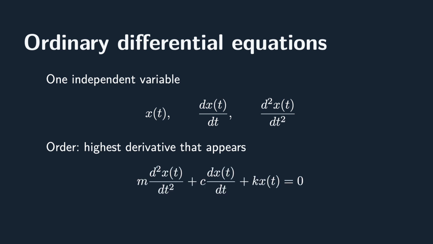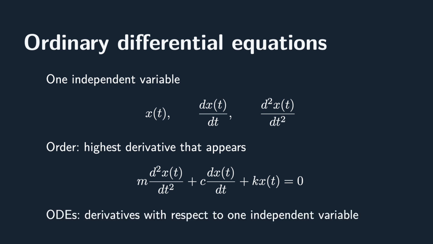The mass spring damper equation we saw earlier is an ODE because all the derivatives are with respect to the same independent variable, t. It is a second order ODE because the highest derivative is the second derivative.